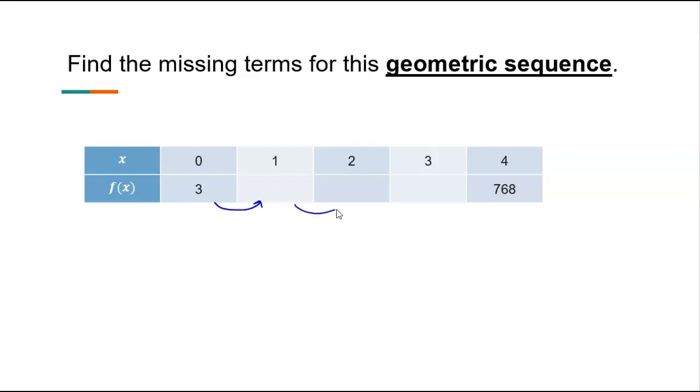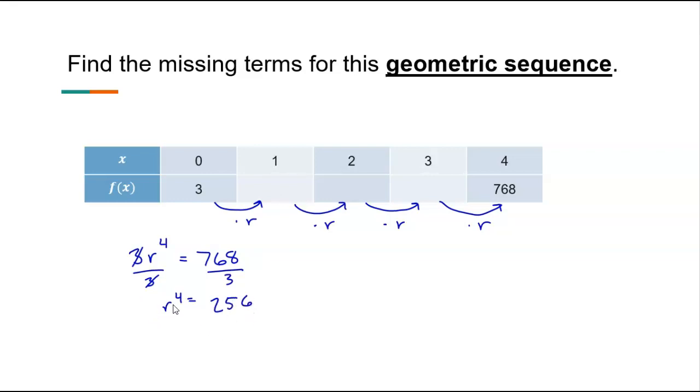So we are going to do 4 steps, it looks like, to get up to the final number. So multiply by r each time. So we could say 3r, there are 1, 2, 3, 4 of them. So 3r to the 4th equals 768. Divide both sides by 3. We get r to the 4th equals 768 divided by 3, which is 256 in my calculator.